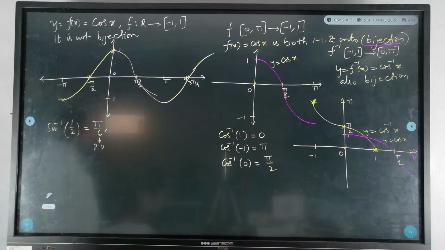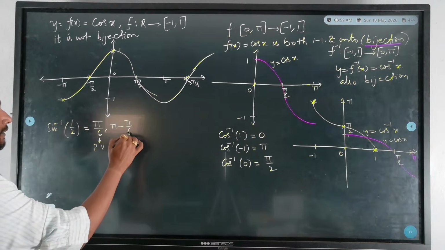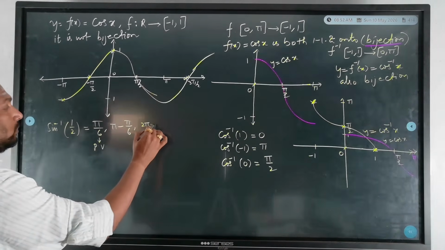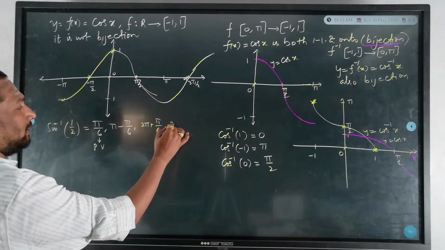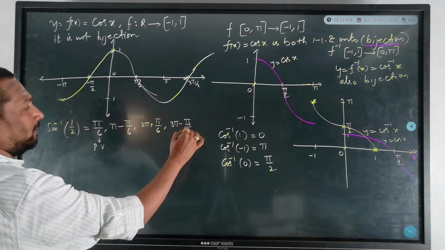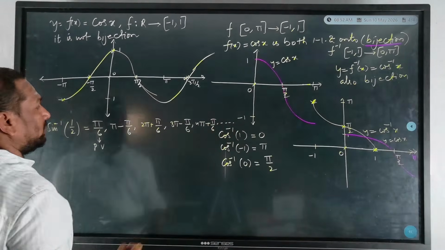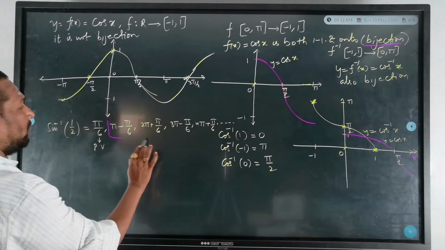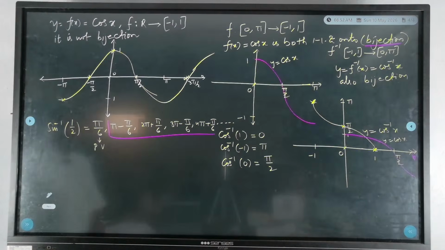It can also be written as pi minus pi by 6, 2 pi plus pi by 6, 3 pi minus pi by 6, 4 pi plus pi by 6, and so on it will continue. But these are all not principal values. The principal value is pi by 6 only.